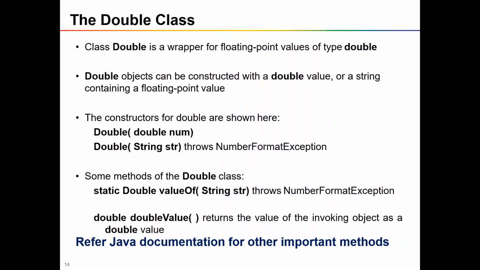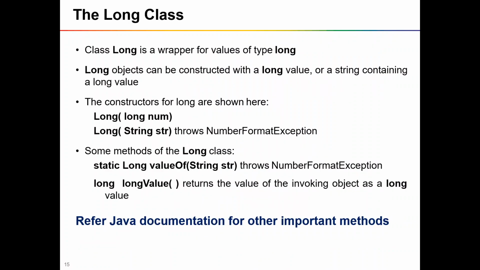And for the Double class, we have a constructor like Double of, passing a double as a number type argument, and you can pass a string as an argument type. Apart from that, we have methods like valueOf, which is similar to that of Float, and doubleValue that tries to convert your wrapper type into a primitive type.